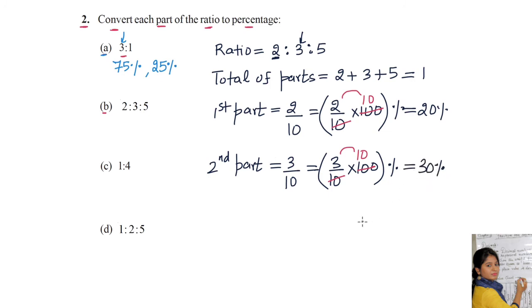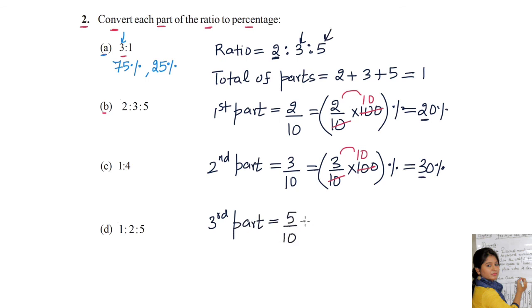Okay, to find the third part you can directly add 30 plus 20, that is 50, and subtract it from 100, the whole. And the second way to find the third part, let's find out the third part. Yes, it is 5 upon total.